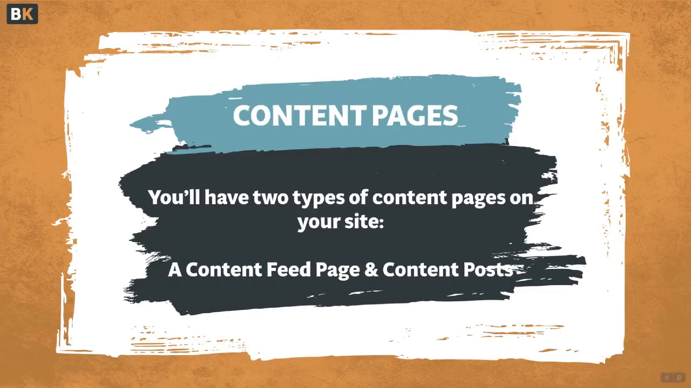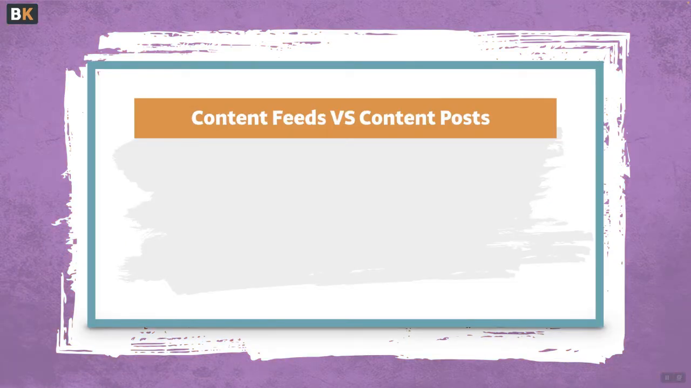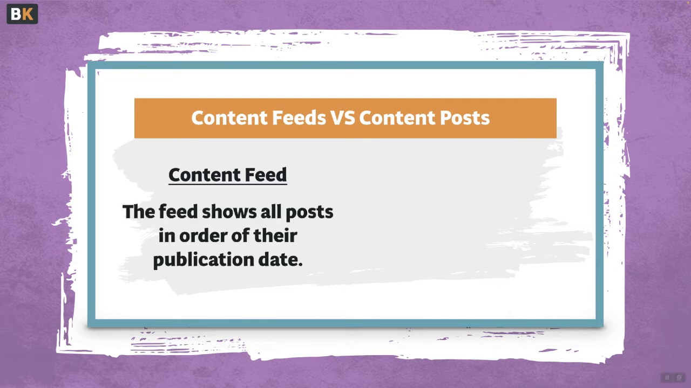All right, let's move on to content pages. You'll have two types of content pages on your site: a content feed page and content posts. So let's talk about the difference between a content feed and a content post. The content feed shows all of your posts in order of their publication date, typically in reverse chronological order. When someone clicks on blog on a website, they go to the content feed, which shows a list of all the recent posts, and then they can click a button to view older posts as well.